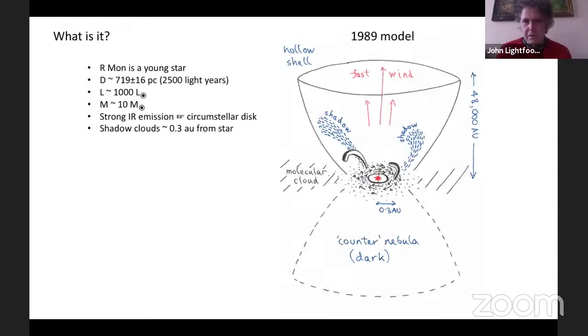So this was the 1989 model, which I've tried to draw. You have the star forming in here, surrounded by an accretion disk, where material is coming from the molecular cloud that the star formed from, in through the accretion disk and onto the star. Some process near the middle of the accretion disk and the star is generating a very fast jet of wind, which is going out towards the poles to the north and south.